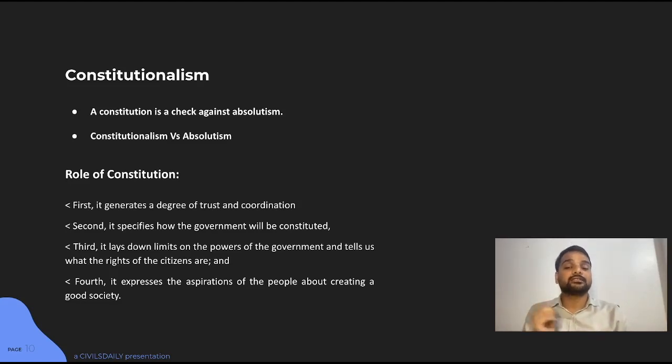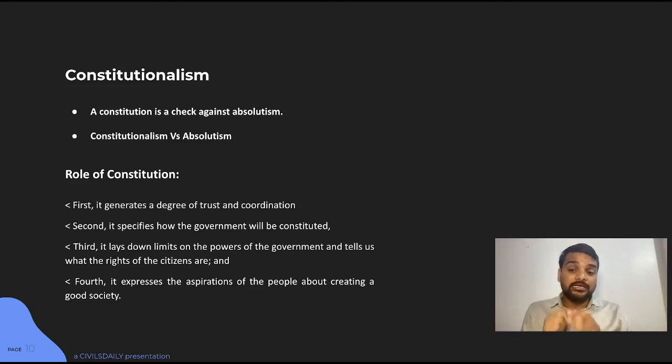So what role does a constitution play? It creates a trust that everybody will have their time. Those who are in opposition can come into power. So they have trust in the system created by the constitution. Today it is the BJP, tomorrow the Congress will come, so they can have their way.